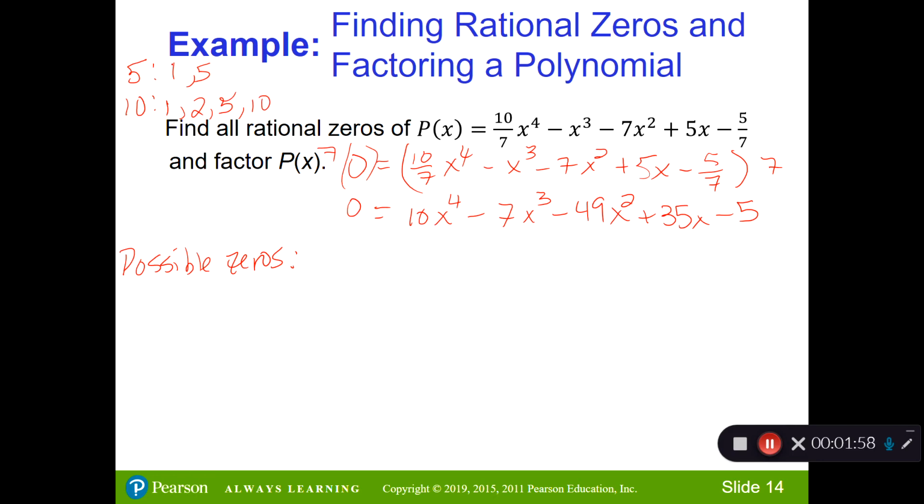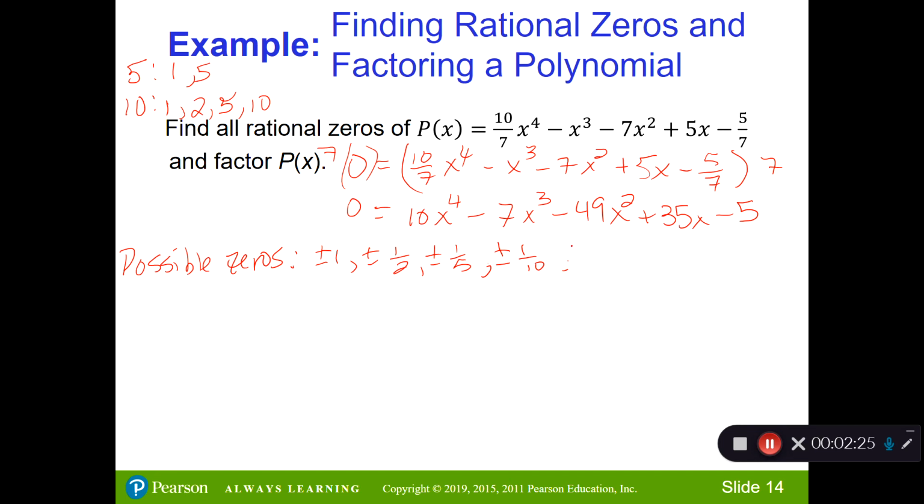All right, so we just go one at a time. Let's take the factor in the numerator over these factors in the denominator. So 1 over 1 would be a zero at plus or minus 1. 1 over 2 would be plus or minus 1/2. 1 over 5 would be plus or minus 1/5. 1 over 10 would be plus or minus 1/10. Okay, we exhausted the 1. Now let's do the 5.